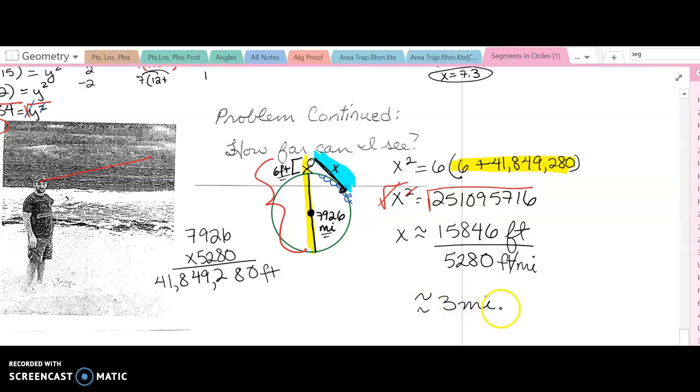It's 3.00. So about 3 miles is how far out you could see, in theory, on a clear day without obstruction. So kind of fun that that's a real life application of one of these theorems.